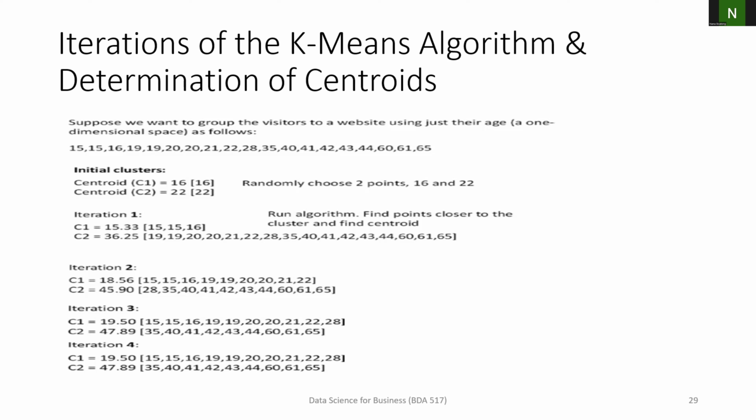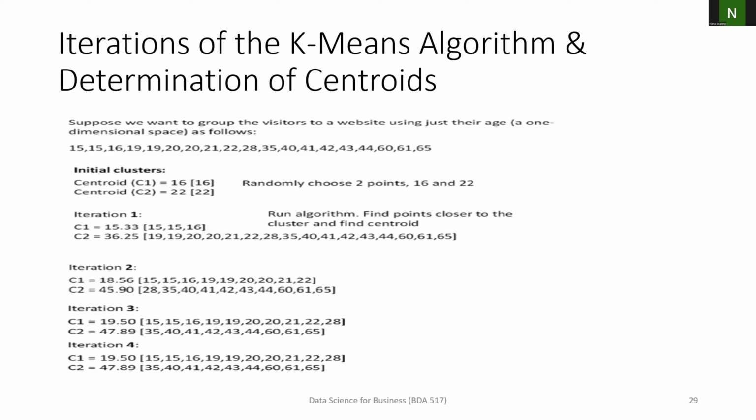And now the centroid has changed. All right. Now the centroid here is 18.56. And then the centroid for the second cluster is 45.90. It does the third iteration. Okay. Some numbers from here come to add here.